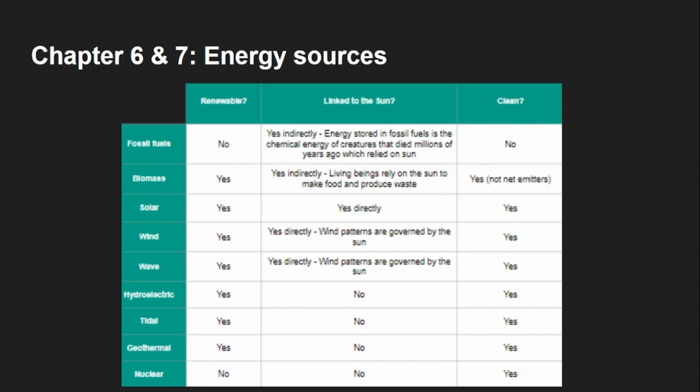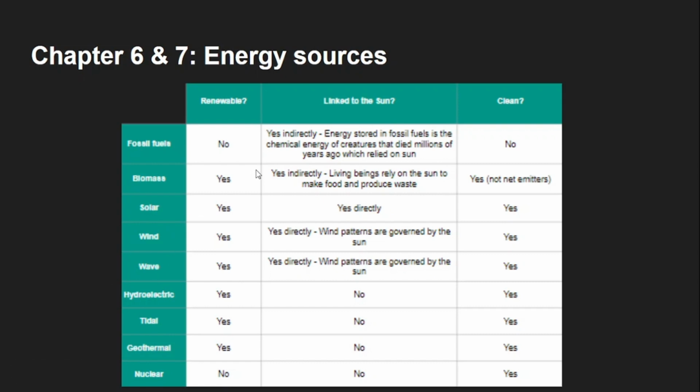Sorry, and these creatures used to rely on the sun, whether it was the plants, whether it was the plankton. All of them tend to rely on the sun for their source of energy, or the animals as well. They used to eat the plants that relied on the source of energy. So yes, indirectly it is linked to the sun.